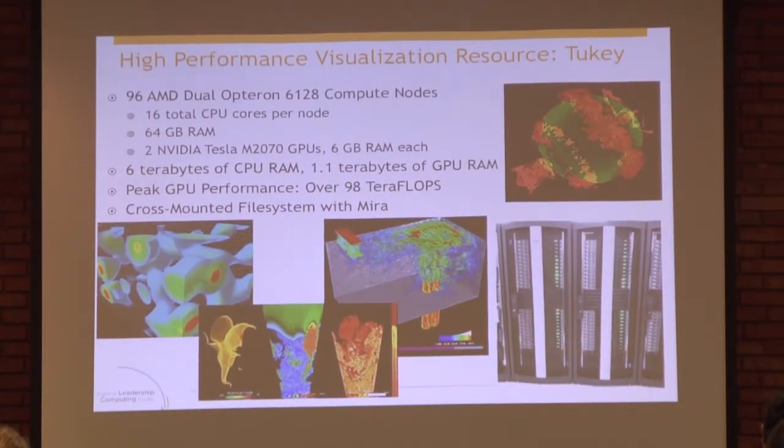So a little bit about visualization resources. You've been hearing a lot about Mira, I'm sure, and our high-performance computing resources. These are the numbers that we have on Tukey, which is our visualization resource. Most HPC centers have a large-scale viz analysis resource that they generally use to couple with their compute resources. This is not unique to Argonne, but most high-performance computing centers have a similar setup.